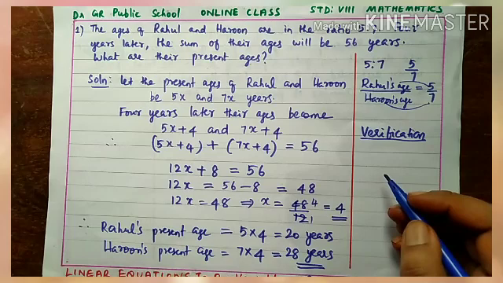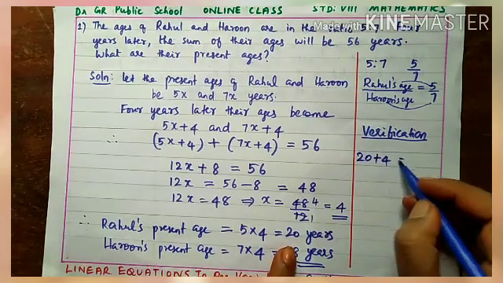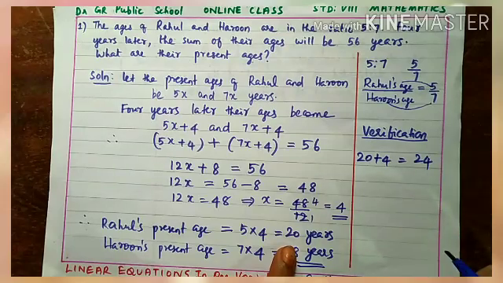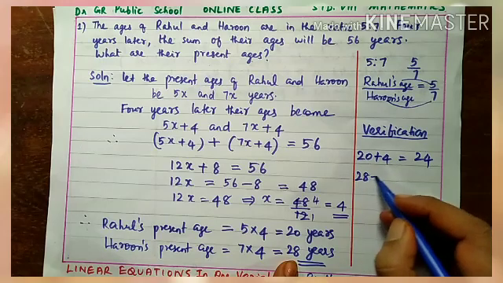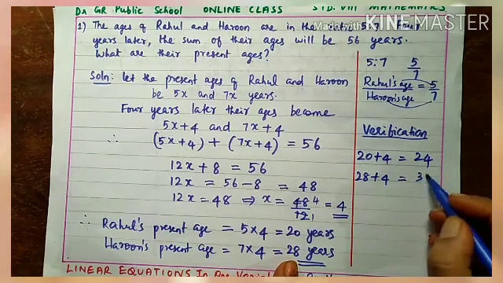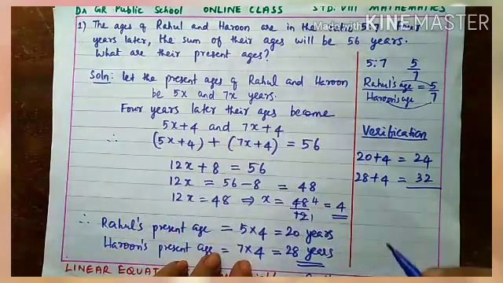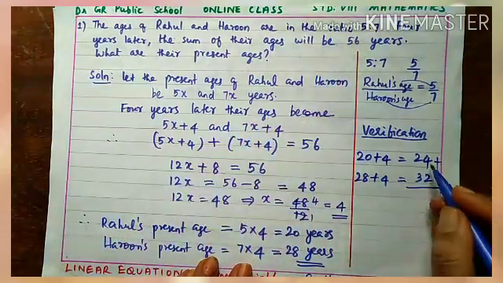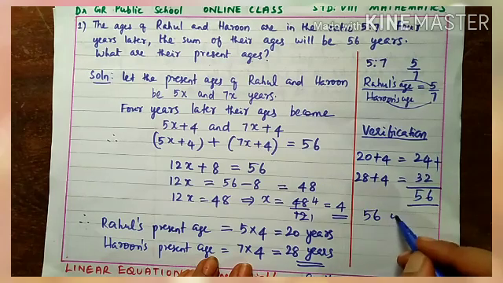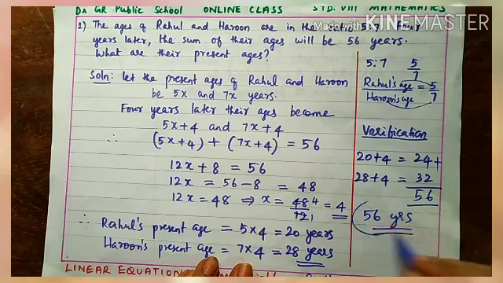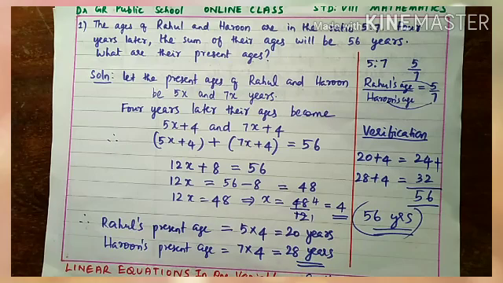What happens to Rahul's age after 4 years? This 20 plus 4 becomes 24, correct? And Harun's age after 4 years, what happens? 28 plus 4, that is 32. Now it is given their ages after 4 years is 56. So you add 4 plus 2 is 6, 3 plus 2 is 5. So it came 56 years. So after 4 years their ages add up to 56 years, which means our answer is correct.